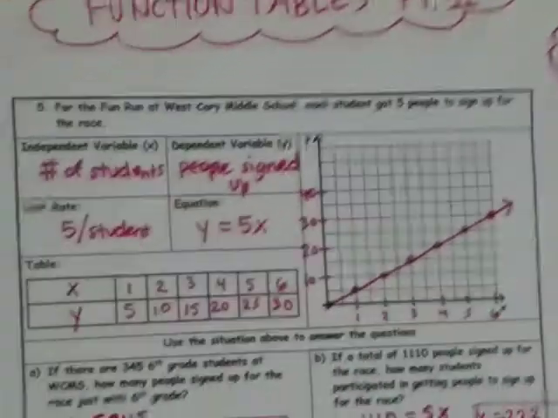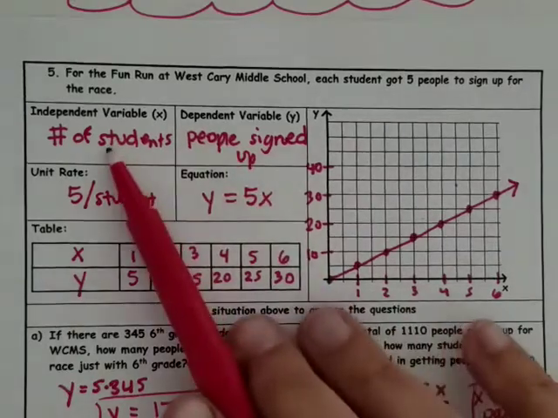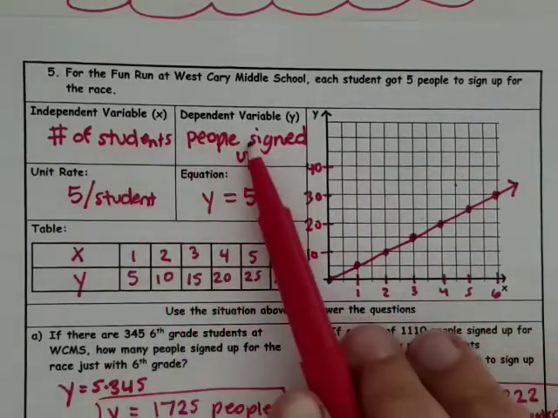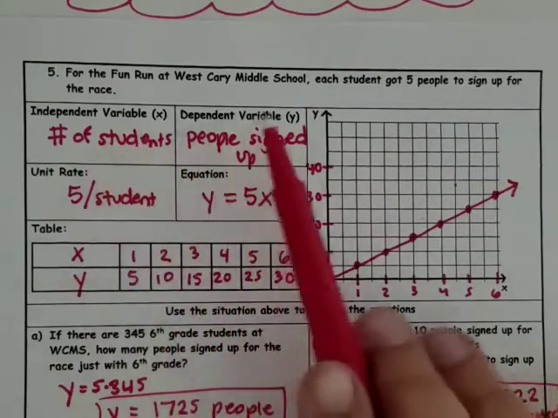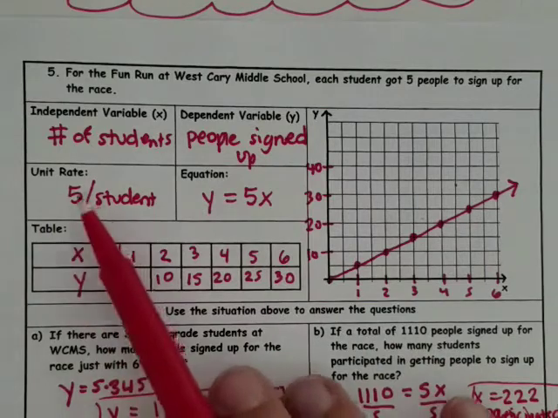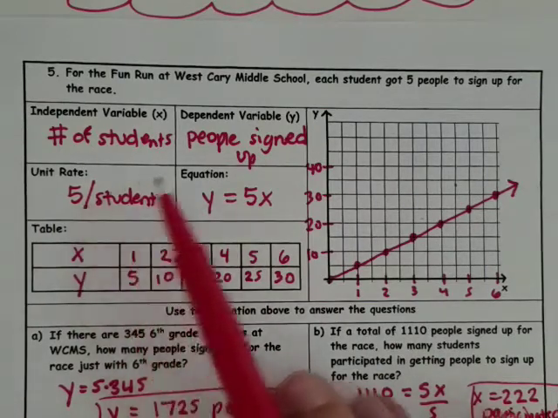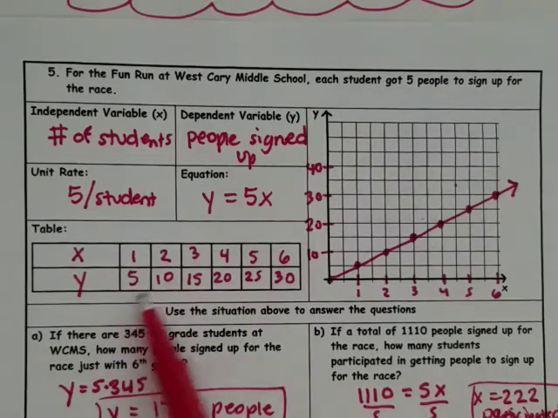Number 5, we're talking about the fun run at West Cary, which is happening in April. So if you are interested, make sure that you go online and sign up. So right here, the independent variable is the number of students. The dependent variable is the number of people signed up. So the more students you have, the more people will sign up, because if each student has 5 people sign up for them, then that gives us our unit rate. Our equation is y equals 5x.